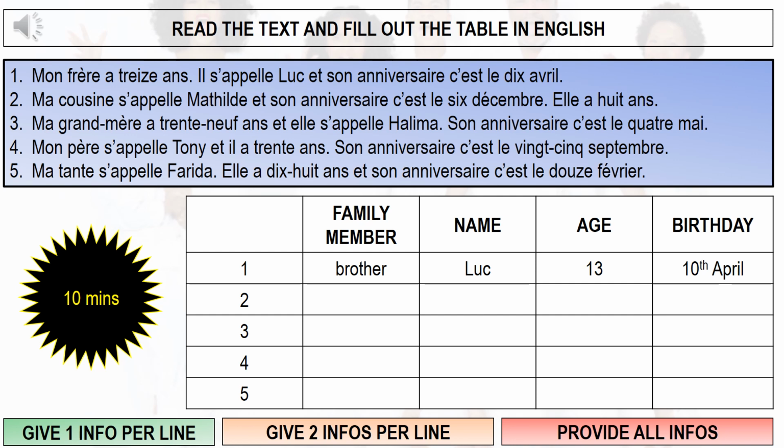Once again, you can choose your objective. You can choose to do the green task, which is to give at least 1 piece of information per line. The orange task, which is to give at least 2 pieces of information per line. And the master task, which is the red task, is to provide all pieces of information. In other words, to fill out the whole table. You have 10 minutes to do this. Off you go.